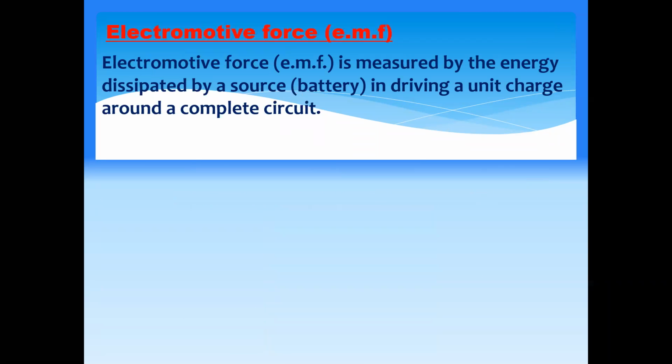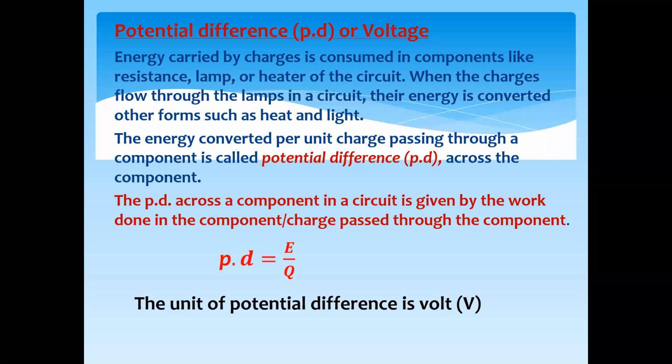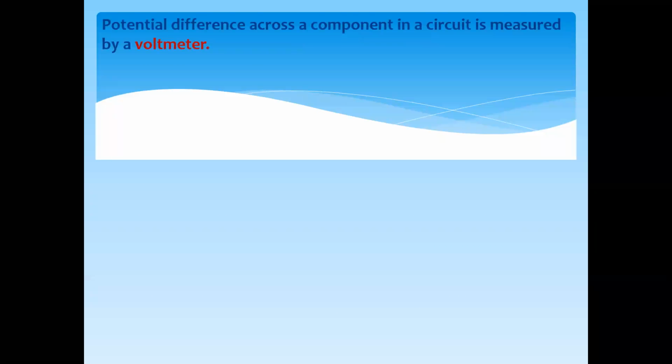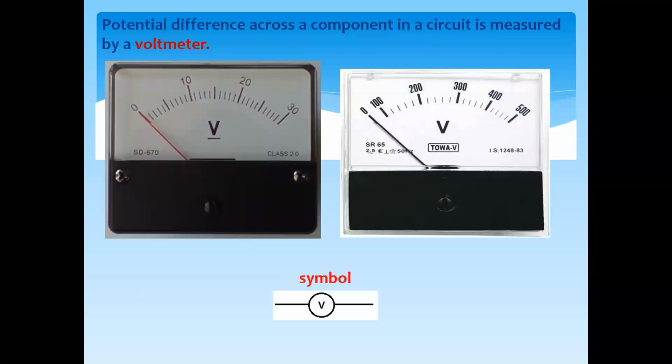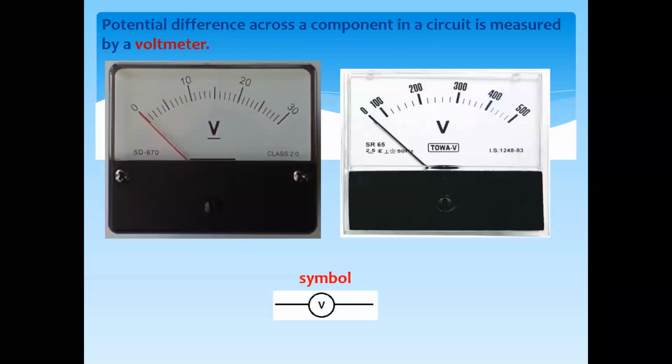Then electromotive force, or EMF, is how much energy the charge gets. That's called electromotive force. And how much energy the charges transfer is called potential difference. When we want to connect a voltmeter, this is the symbol for the voltmeter. Voltmeters are always connected in parallel. So we discussed current and voltage, which are the important topics.